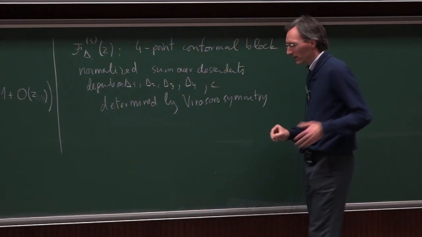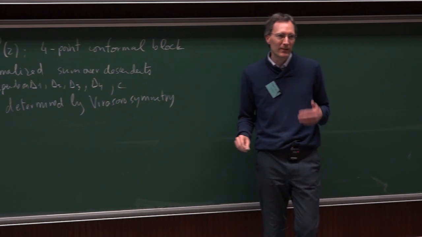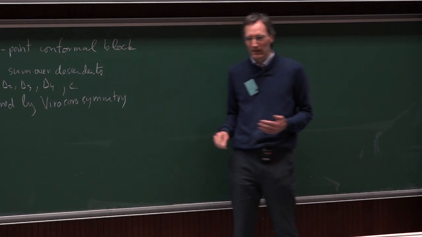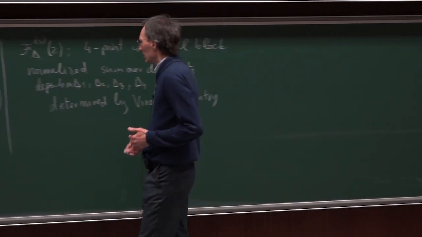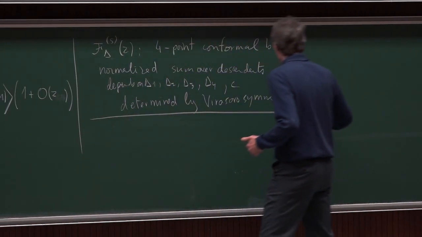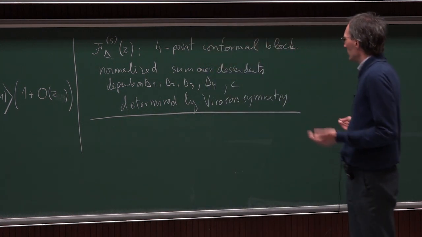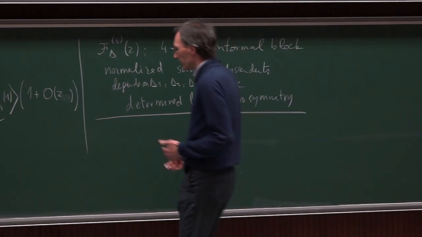Well, actually, the analogy with character is more than an analogy. If you want, a character is just a 0-point conformal block on the torus. Okay. Well, what are the properties of these conformal blocks?